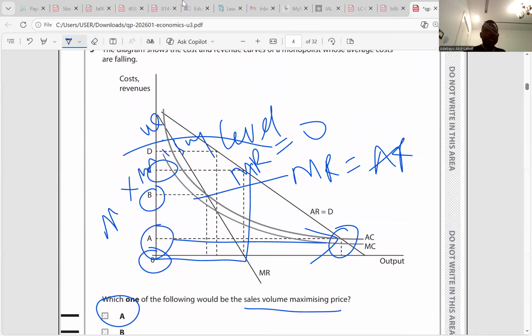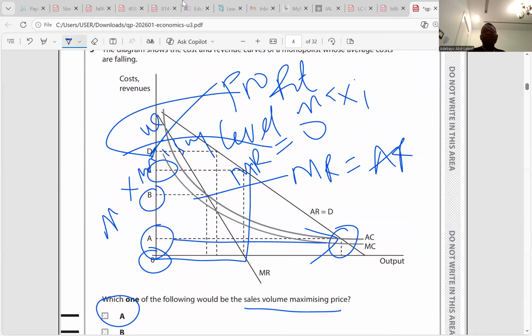So for C, then we have D. For D, that's the profit. D is where MR equals MC, the highest profit. That's the profit maximizing level of output. So D is the profit maximizing level of output.